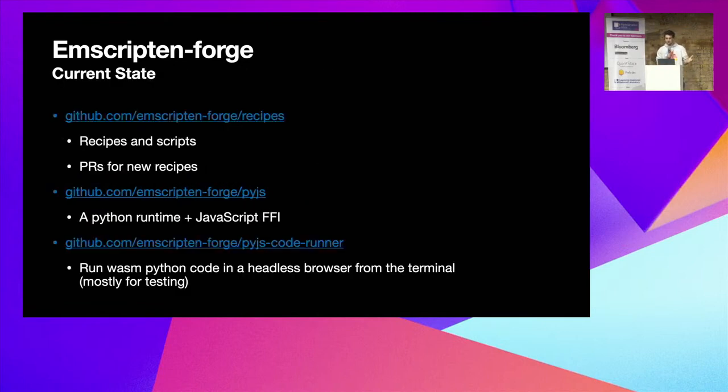So what's the current state of Emscripten-Forge? As I said, we have one repository where we maintain all the recipes. If you want to add a new recipe, just make a pull request and hope that it builds. Since we are mostly interested in compiling Python packages to run in WebAssembly, we need a Python runtime which can call JavaScript from Python and vice versa. And we also have a tiny tool so that we can run Python code from a terminal, still run it in the browser, and test it.